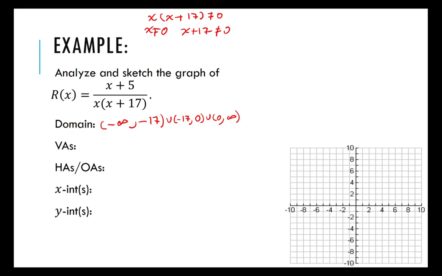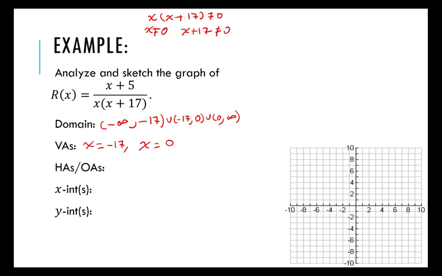So now we have the domain. Next we want to find the vertical asymptotes. To find vertical asymptotes we should look at our rational expression and figure out will it simplify. This is completely factored, and so x plus 5, x plus 17, the x, there's no simplification that's going to occur, which then forces any of the domain restrictions that we had to be vertical asymptotes. And so specifically, this is going to give me two vertical asymptotes, one at x is equal to negative 17, and one at x is equal to 0.